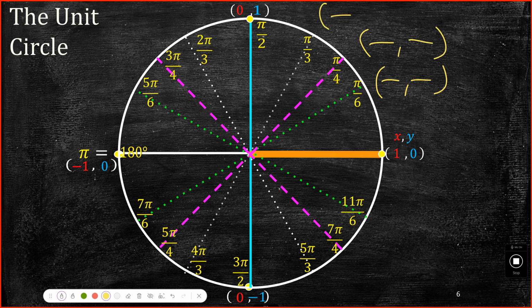I'll tell you how to memorize these quickly. Whenever somebody asks, what's the cosine of pi by 6? What is the sine of pi by 4? What is the cosine of pi by 3? You should be able to get these quickly. How do you do it? Everything will be over 2.